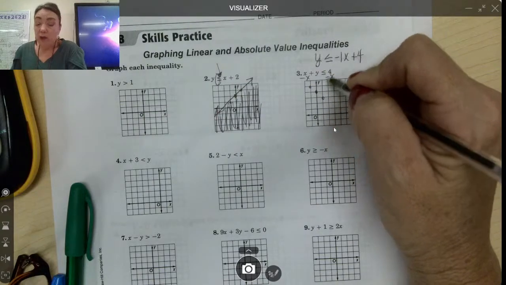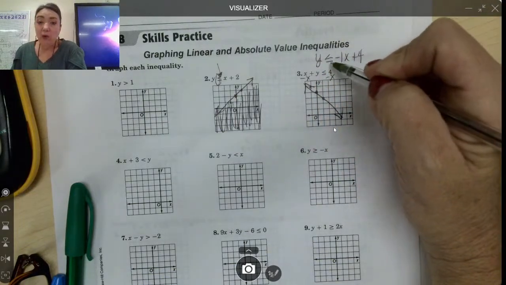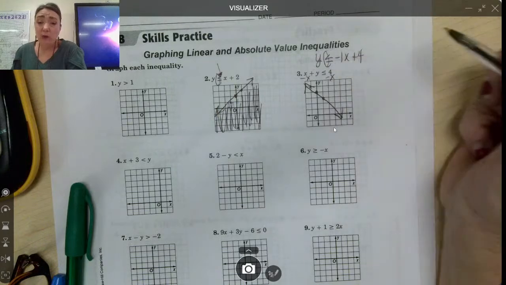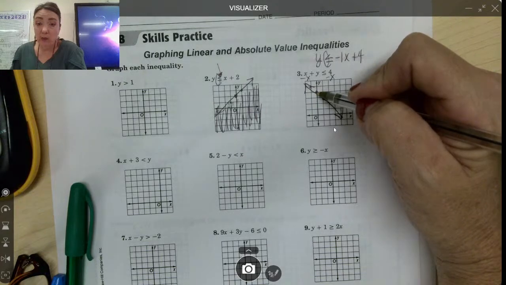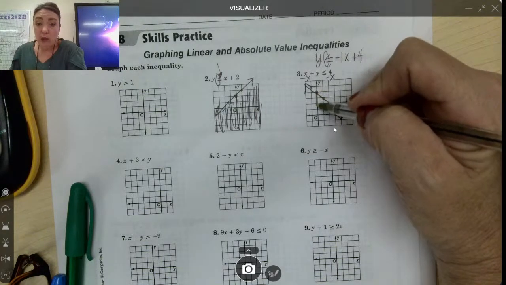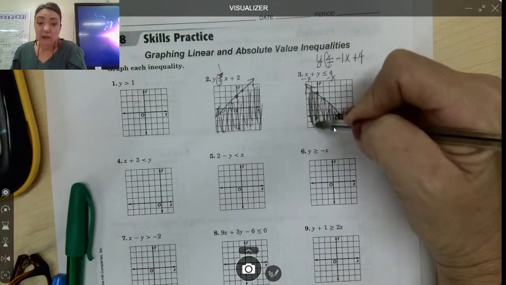This is an or equal to also, so it's going to be a solid line. And then we look at how we're shading. So y is less than this. So I like to go to where my y-intercept is, and anything under that y-intercept, that's where we shade, right?